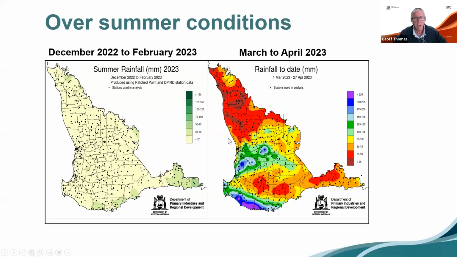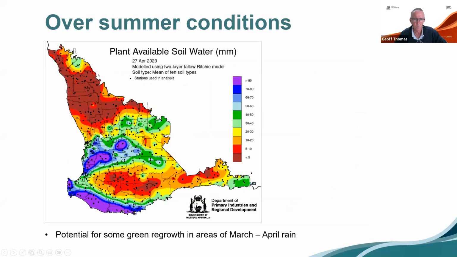So if we have a look at what's happening with the weather, I'm not going to spend a lot of time on this. Obviously, we finished last year with a mild finish, so we were concerned of the carryover of some diseases. But I think the summer was quite dry, but we have had some occurrence of rain in the autumn period, March and April, that we can see here on the map. And that has resulted in some areas of quite reasonable plant available soil moisture, which means there is a potential for some green regrowth in areas of that March and April rain.